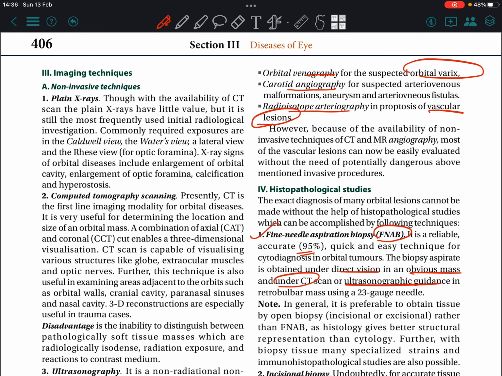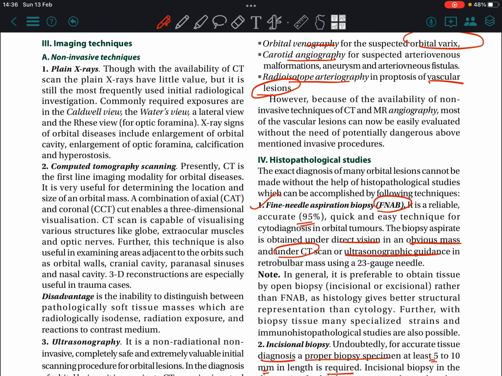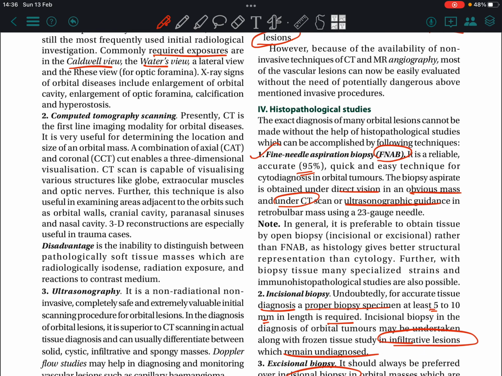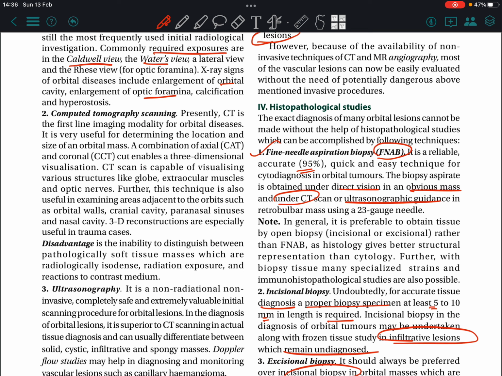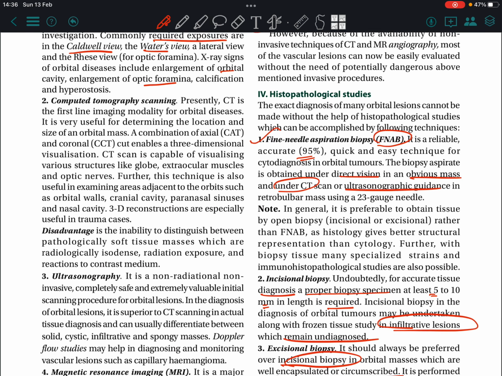Now the non-invasive techniques. The plain X-ray: commonly required exposures are the Caldwell view or Water's view. X-ray signs of orbital disease include enlargement of the orbital cavity and enlargement of the optic foramen. Then computed tomography, CT. CT is the first line imaging modality for orbital disease.